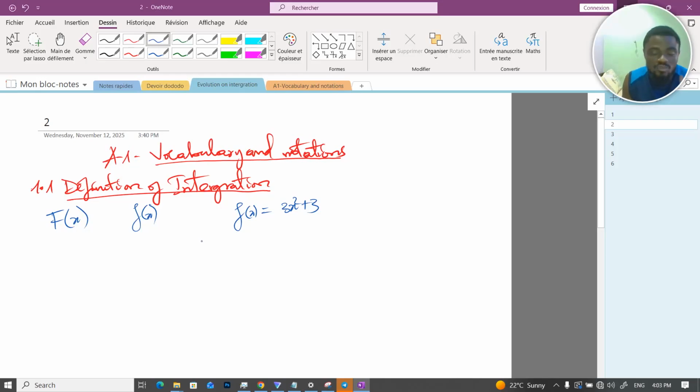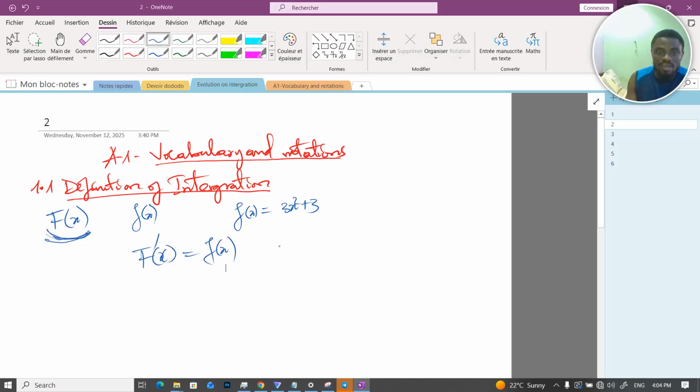So if you are asked to find the integral or the primitive of this function, what they are basically asking you to do is look for a function capital F of x that if you derive, F prime of x, you will obtain what? Small f of x. That's basically what they are asking you to do.